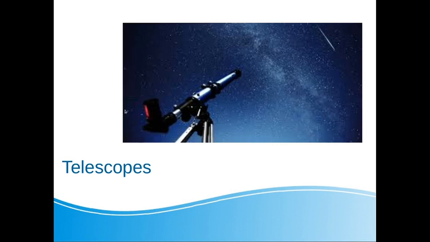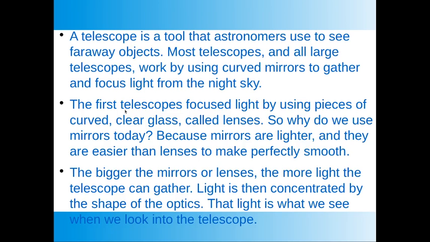Okay, now let us move on to more concepts about telescopes. We know a telescope is a tool that astronomers use to see faraway objects. Most telescopes work by using curved mirrors to gather and focus light from the night sky. The first telescopes focused light by using pieces of curved clear glass called lenses. You might have studied these lenses during your high school classes.